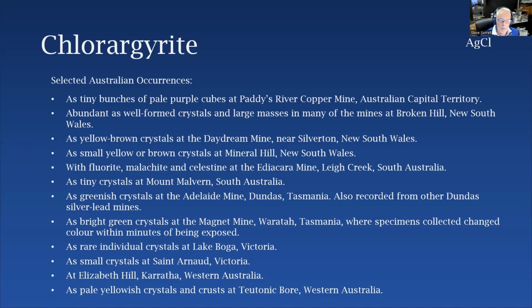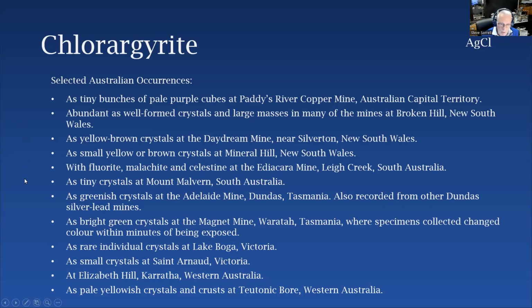And it generally has a fair bit of bromine in it as well. And you get what's known as embolite or bromian chlorargyrite, particularly at places like Broken Hill. It is very light sensitive and can change in some instances in minutes, and other times it takes years of exposure to light to actually change.